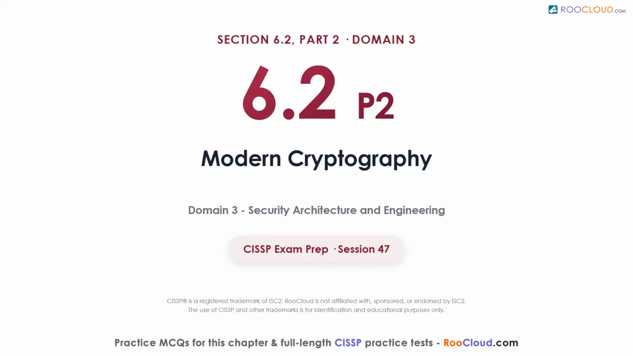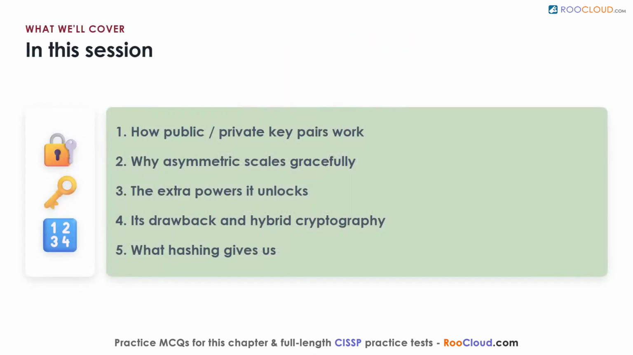Welcome to section 6.2, part 2. This is the 47th session of the CISSP exam prep series. Having seen symmetric encryption, let's look at the systems that solve its biggest problems. In this session, we'll explore asymmetric encryption and hashing.